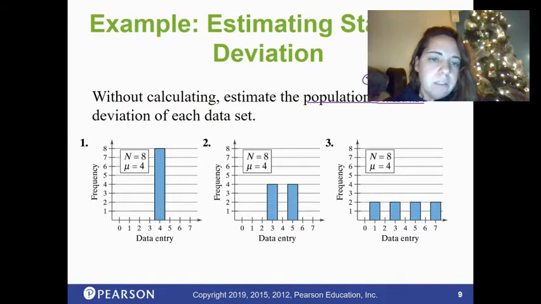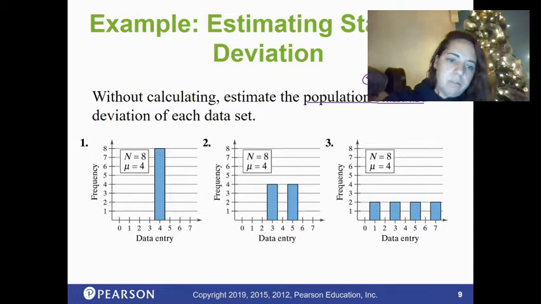So let's translate this. All right. So all the data here, it's just a bunch of 4s. That's it. That's the only data. So that population standard deviation should be nothing.